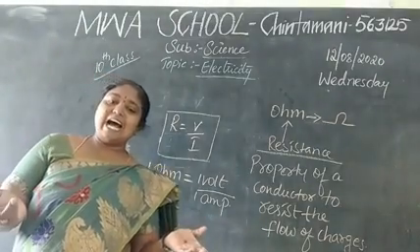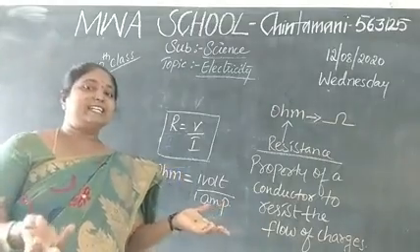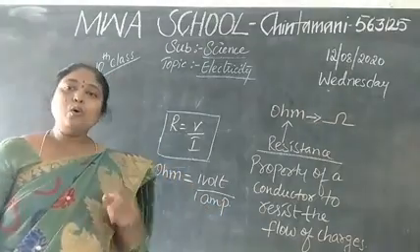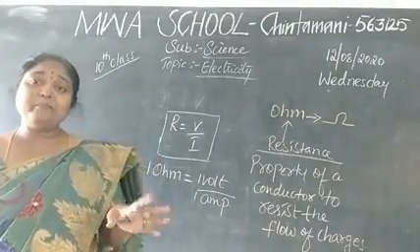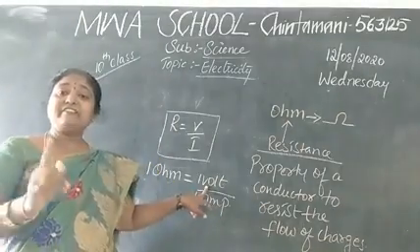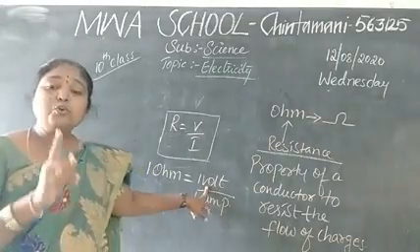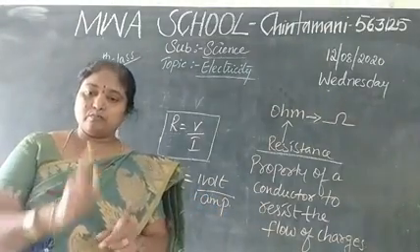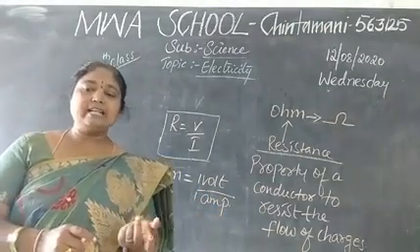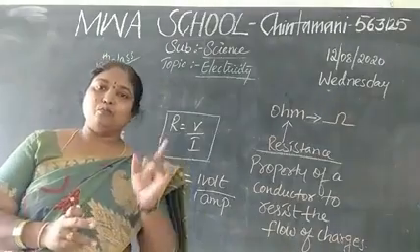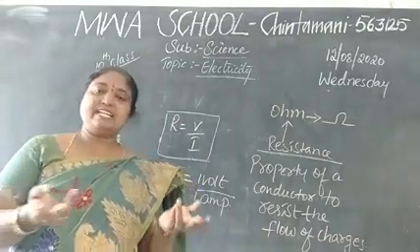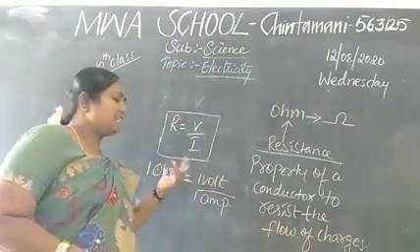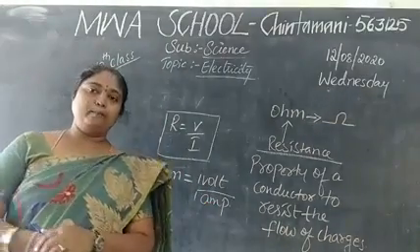Then the resistance R of the conductor is nothing but 1 ohm. Let me see once again. What do you mean by 1 ohm? If the potential difference across the two ends of a conductor is 1 volt and the current through it is 1 ampere, then the resistance R of the conductor is nothing but 1 ohm.